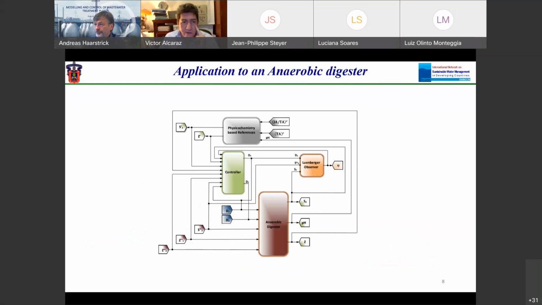The following is a real application example of the Luenberger observer in an anaerobic digester in order to estimate the complete volatile fatty acid production and consumption kinetics function, for controlling this variable, volatile fatty acid concentration, around a given reference function.